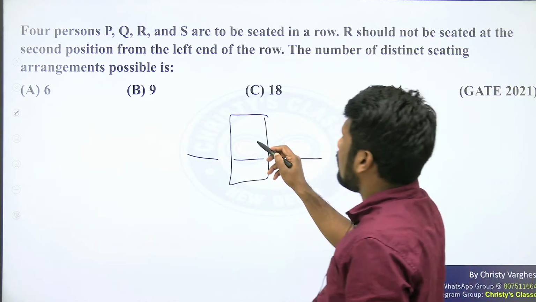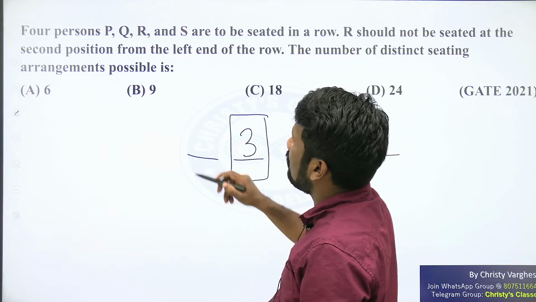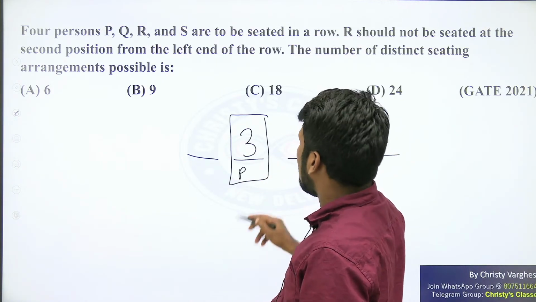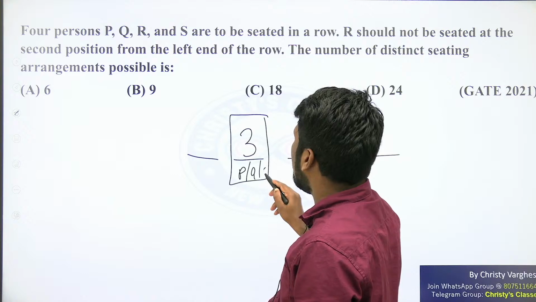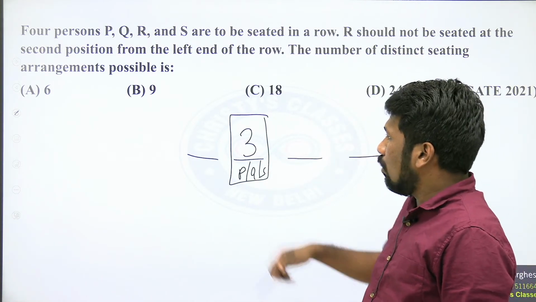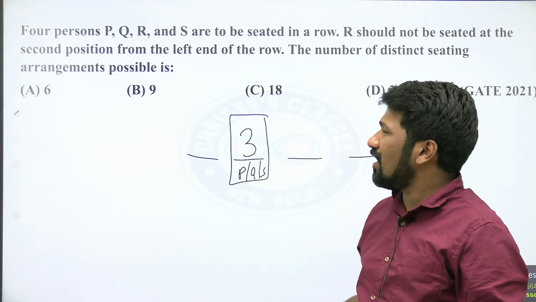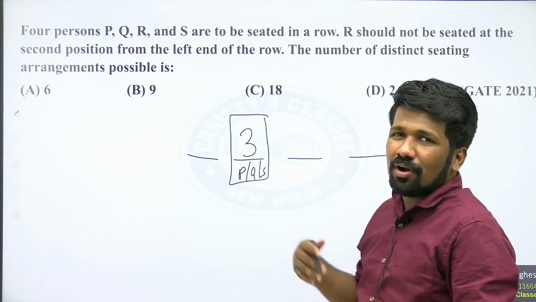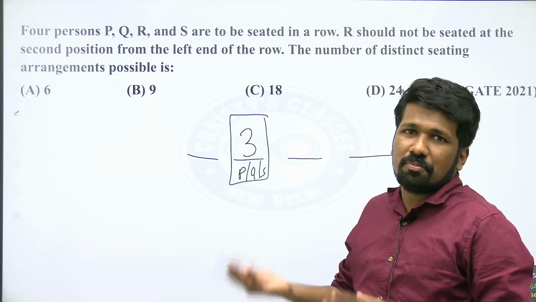So this position can be filled only in 3 ways. Which 3 ways? Either P can fill it, or Q can fill it, or S can fill it. 3 ways. Now think about any other positions, because all other positions are free to fill with people.